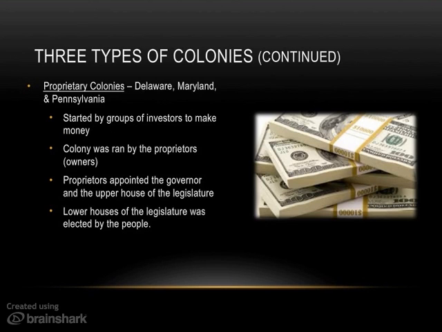The second type of colony was the proprietary colony. These included Delaware, Maryland, and Pennsylvania. These colonies were started by individuals or groups using land given to them by the king, usually to make money. The proprietors were free to rule however they wanted, but they reported directly to the king. They chose the governor and the upper house of the colony's legislature, while the colonists usually chose the members of the lower house of the legislature.